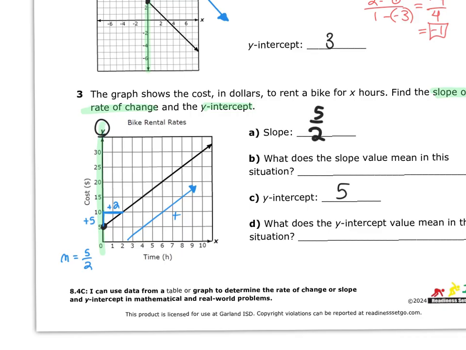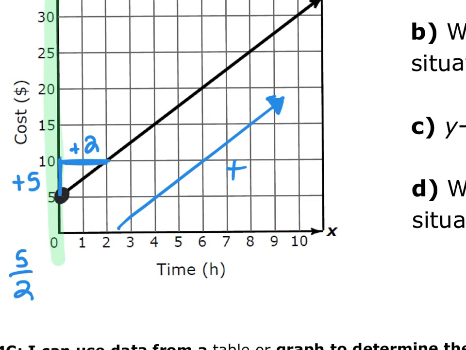So let's do it. Remember, it didn't give us any points that we have to use, which means we get to choose. So let's choose these two right here. We have 0, 5. Let's label that. It's our y-intercept, right? And then we have 2, 10. Those are the 2 points I'm going to use. Label my x1, y1, x2, y2. And remember, it doesn't matter which one is 2 and which one is 1 as long as you're consistent.